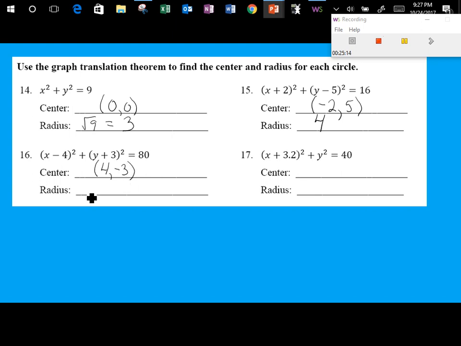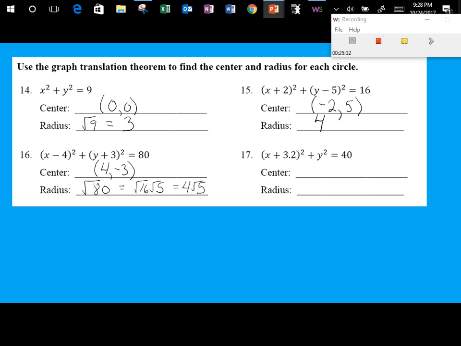My radius is going to be the square root of 80. But we're going to leave that exact. You don't get to type it into your calculator and tell me it's 8 point something. I'm going to think of the square root of 80 as the square root of 16 times the square root of 5, which is 4 radical 5. That's the exact radius of that circle.